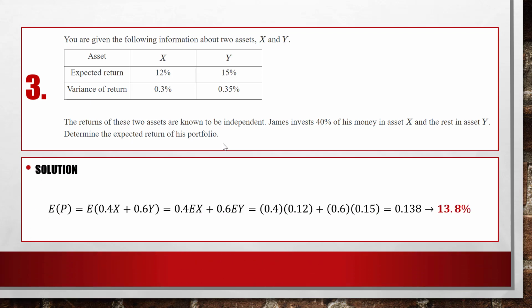So for the solution, first we have the portfolio here is 0.4X plus 0.6Y because we invested 40% into asset X and 60% into asset Y. Now for the expected return, we use the property of the expected value in the important formula sheet. We got 0.4 E[X] plus 0.6 E[Y], which is 0.4 times 0.12 plus 0.6 times 0.15, which is 13.8%. Here the question gives you independent. Usually the information independent gives you the covariance and correlation, and it contributes to the volatility and variance. When you calculate expected return, this information is actually irrelevant. Alright, so here the expected return of this portfolio is 13.8%.